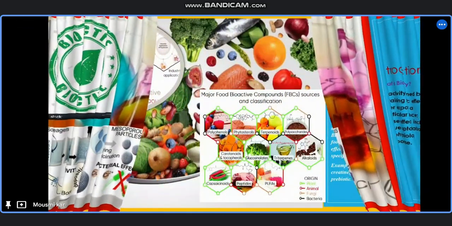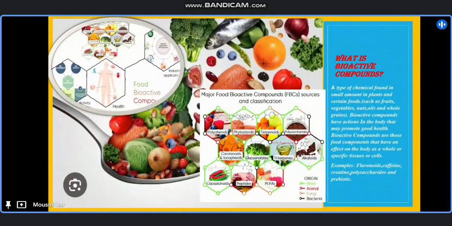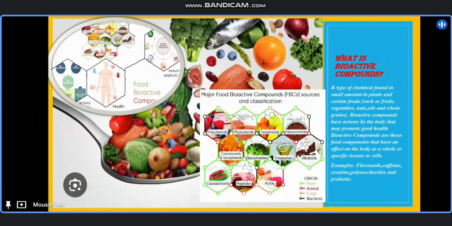Next we will move to what is meant by bioactive compounds. A type of chemical found in small amounts in plants and certain foods such as fruits, vegetables, nuts, oils, and whole grains. Bioactive compounds have action in the body that may promote good health. Bioactive compounds are those food components that have an effect on the body as a whole or specific tissue or cells. Examples: flavonoids, caffeine, creatine, polysaccharides, and prebiotics. These are the major food bioactive compound sources and their classification: plant, animal, fungi, and bacteria.